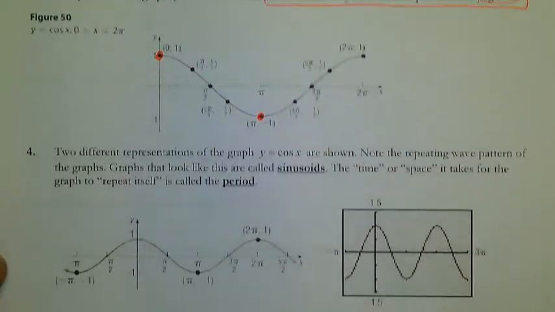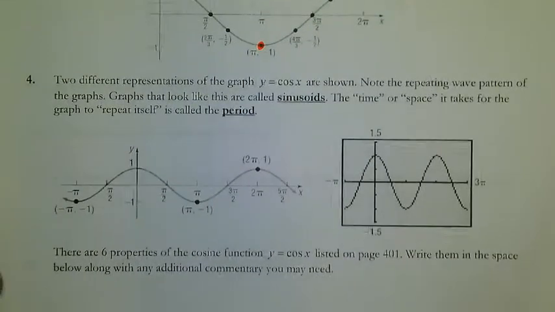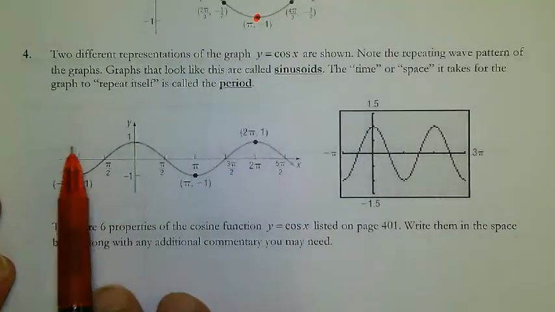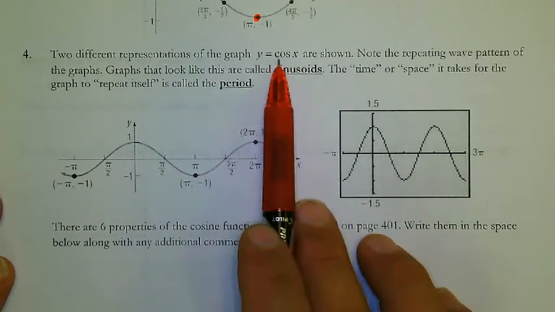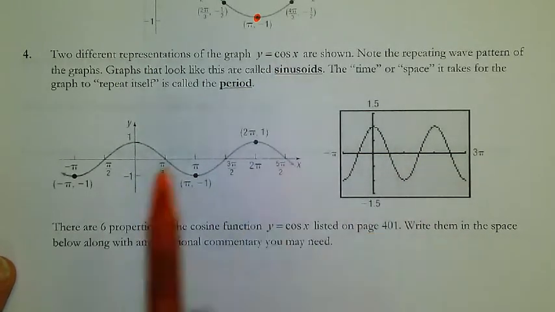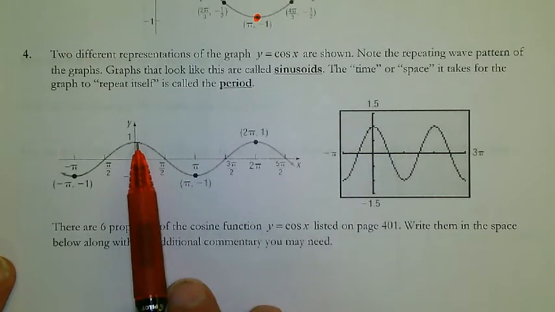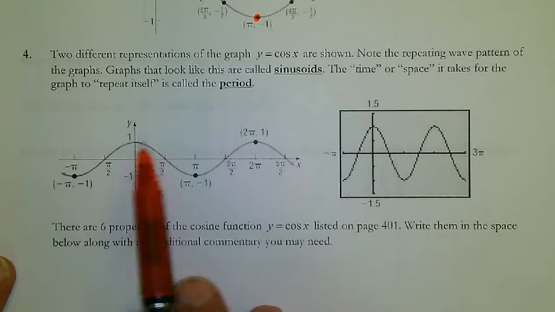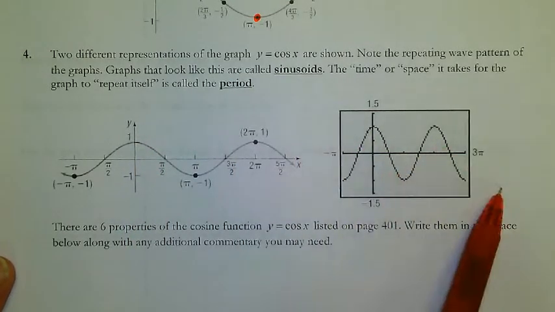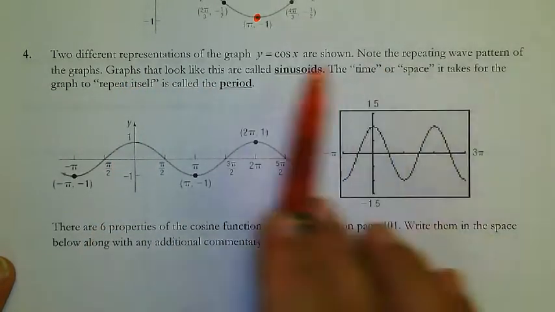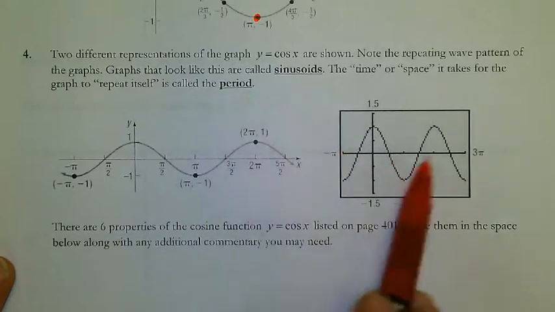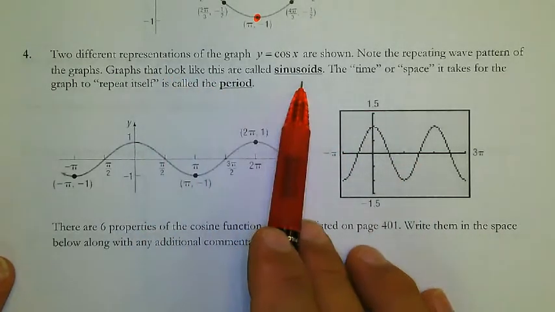Okay, and you can continue on to page 401, and you have this where it has two different representations of the graph of y equals cosine of x. Notice where this graph starts, right? Notice what it looks like. Okay, and graphs that have this repeating wave pattern, these repeating smooth curves, are called sinusoids.